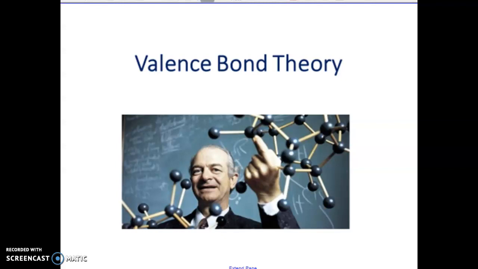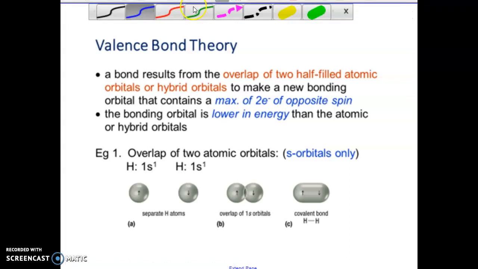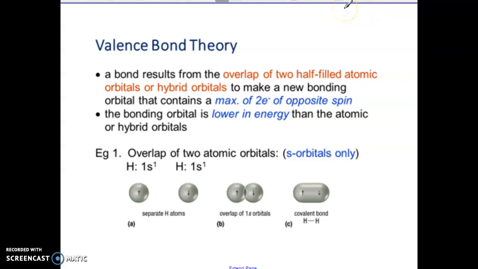So when we're drawing a simple Lewis structure, we're not really talking about the electrons and the orbitals that are involved. We're more just drawing the structure to maybe see the shape of it or what's bonded to what. But now we're going to delve a little bit deeper into what those orbitals look like once bonding occurs.